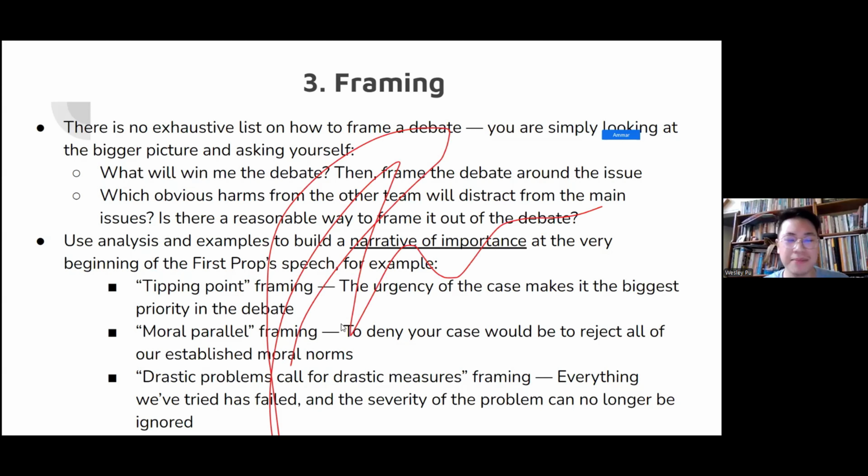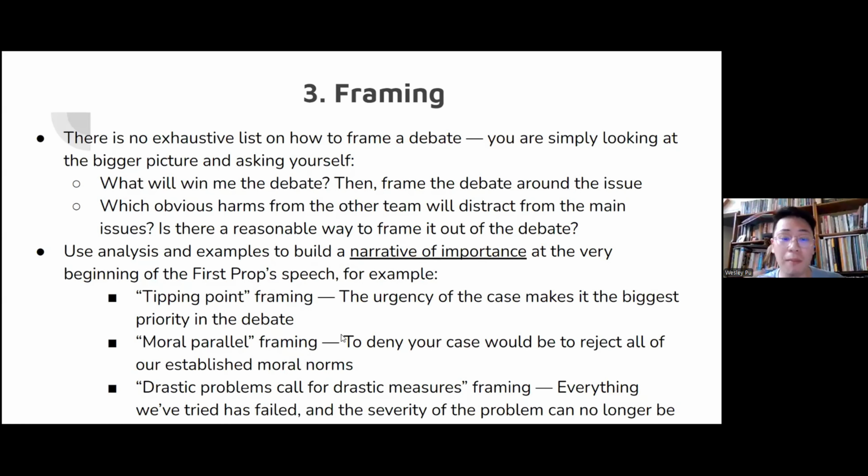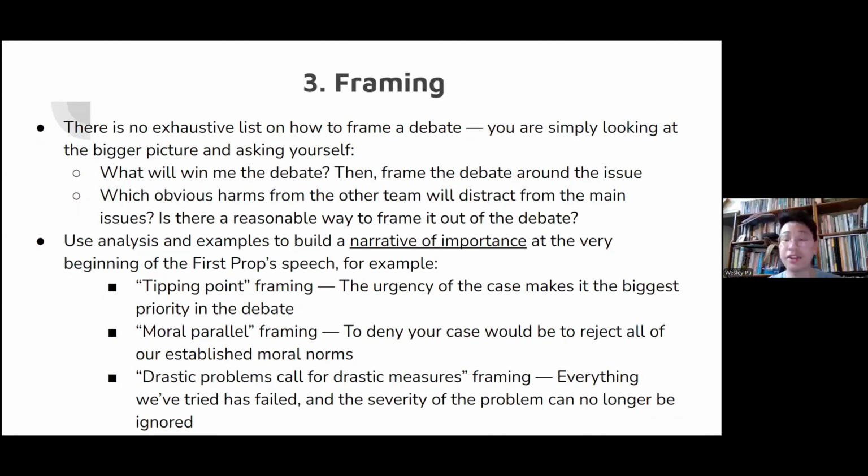Thank you. Secondly, we talk about moral parallel framing. To deny your case will be to reject all established moral norms. So this can look like, if you deny the case, you deny the fact that poor people deserve the right to be protected by the government, and that is denying a moral norm. Drastic problem solve for drastic measures framing. Everything we've tried has failed. The severity of the problem can no longer be ignored.